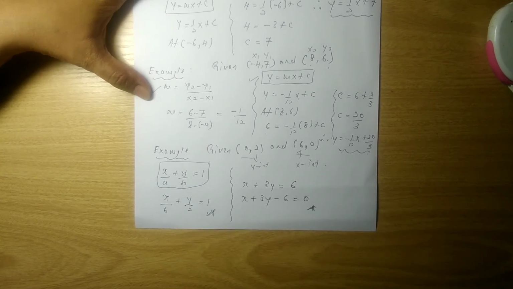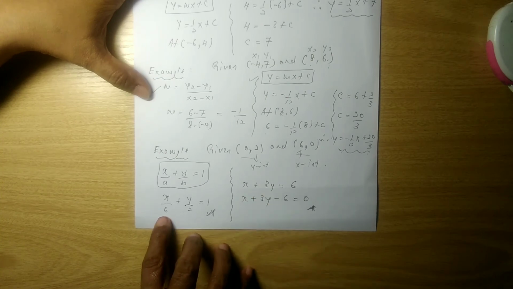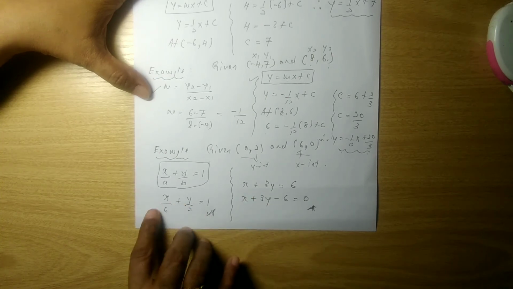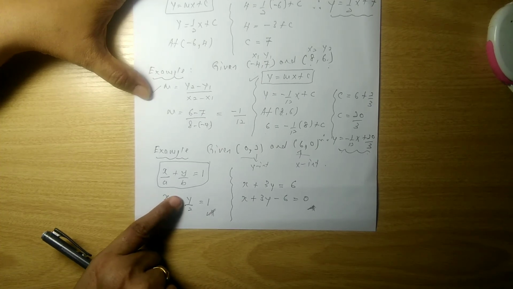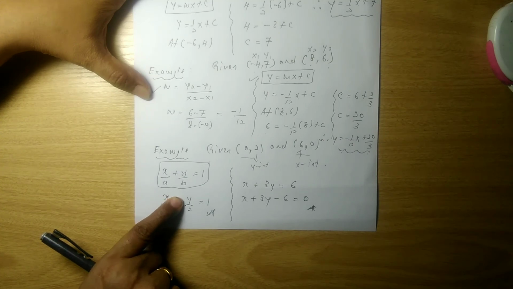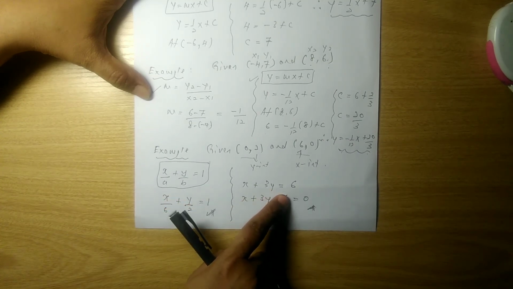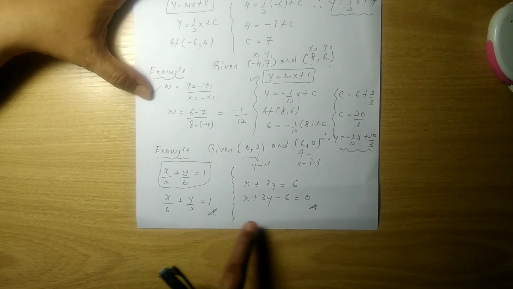So how did I get this? I repeat again. Common denominator is 6, so multiply by 6 here. The 6 and the 6 will cancel out. Multiply 6 here. So the 2 and the 6, you get 3y, and times 6 on the right, you get 6. So this is the intercept form and this is my general form.